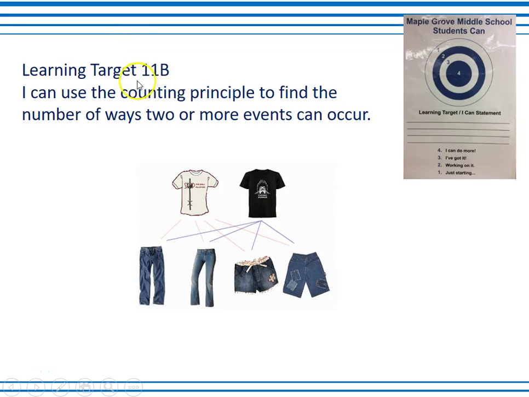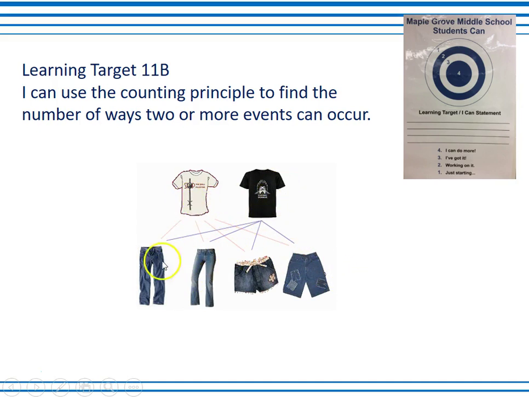In this video, we're going to talk about Learning Target 11B, and our learning target is I can use the counting principle to find the number of ways two or more events can occur. So here's an example of two events. You're matching up shirts or tops with bottoms, and how many different combinations are possible here.